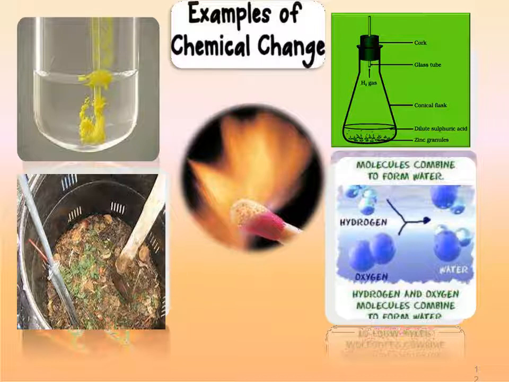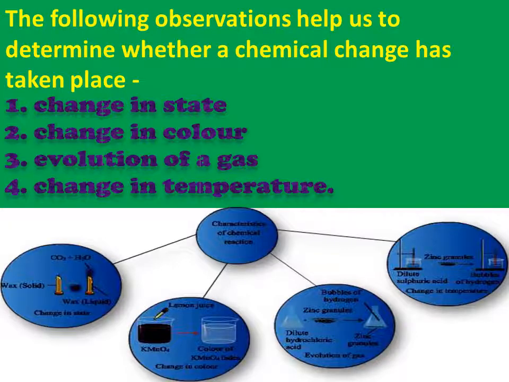What does chemical change mean? It's when some new substances are formed from the original substances. This is known as chemical change. These are some observations through which you can determine that a chemical change has taken place. By studying this, you can say that a chemical reaction has taken place or has not occurred.